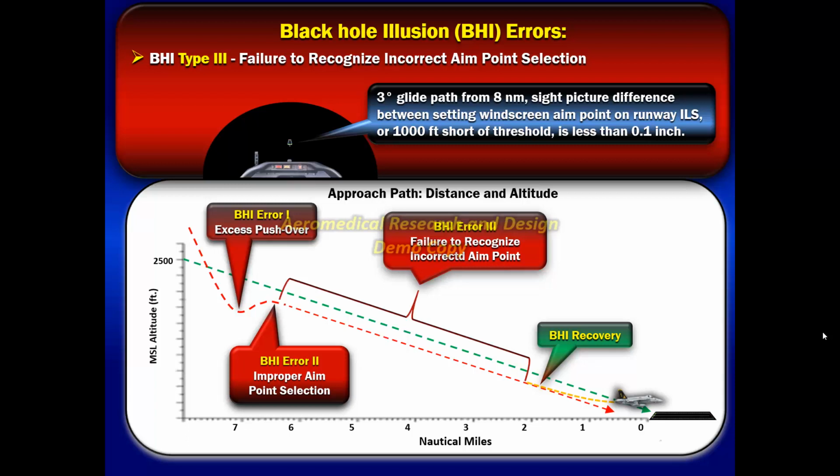Consequently, without proper instrumentation such as an ILS display or PAPI approach lights, a small error in initial aim point placement is usually quite difficult to recognize during the first few minutes of a visual night landing approach.